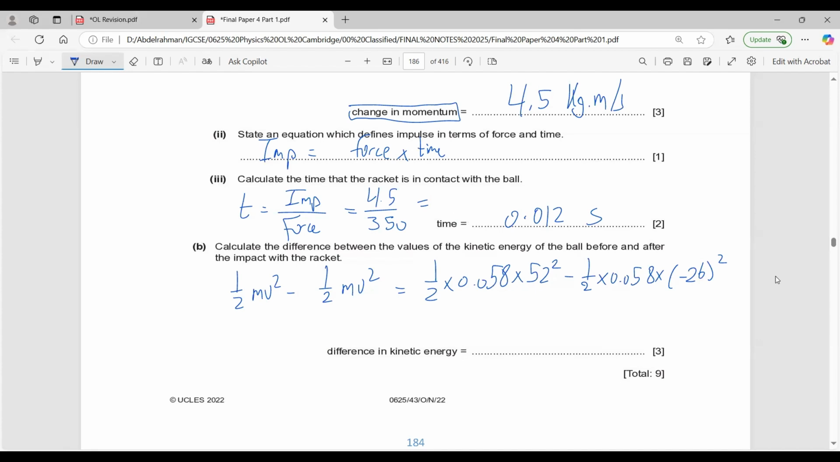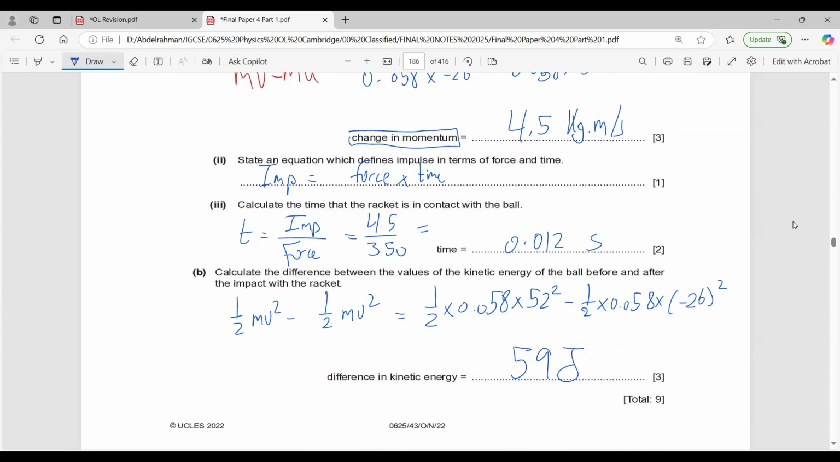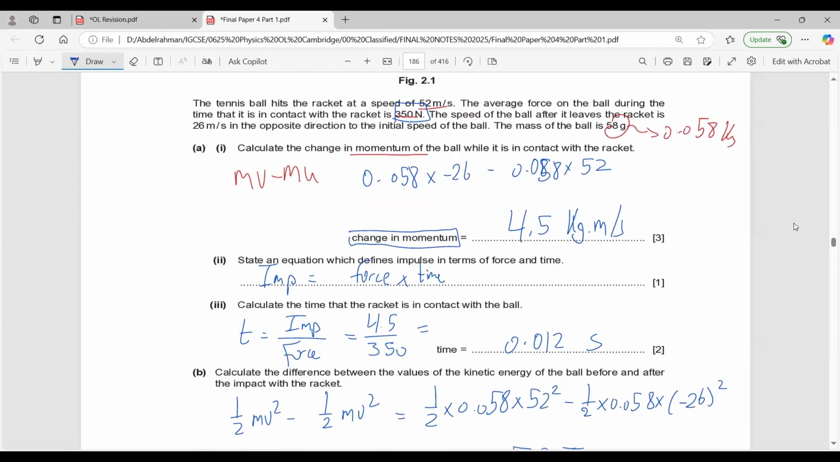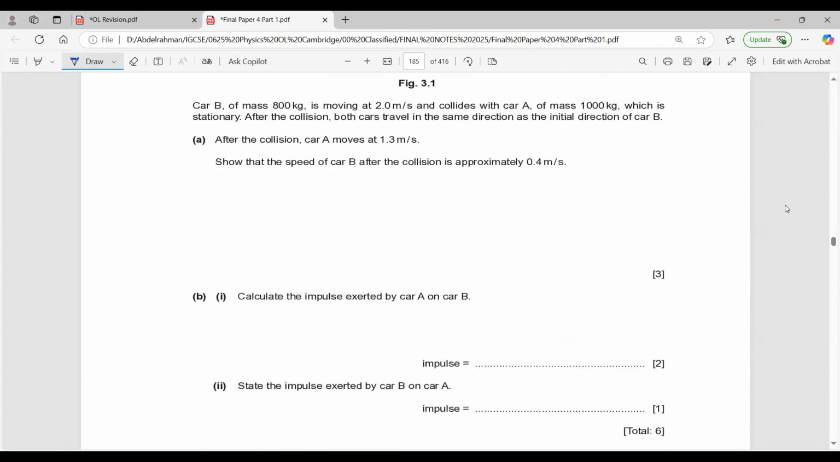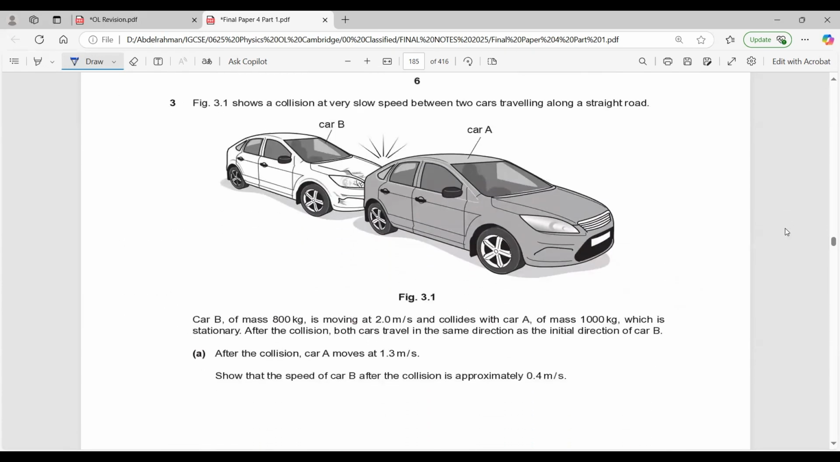Okay? 59 joules. Easy, right? Any questions up till now? Let's go. Let's solve this question. This is an easy question.